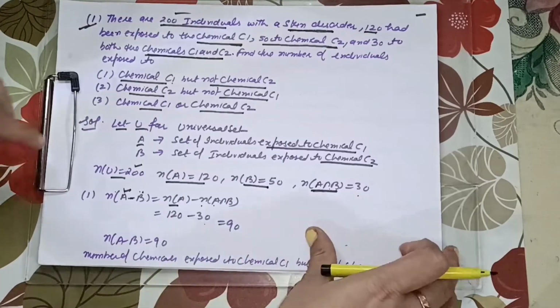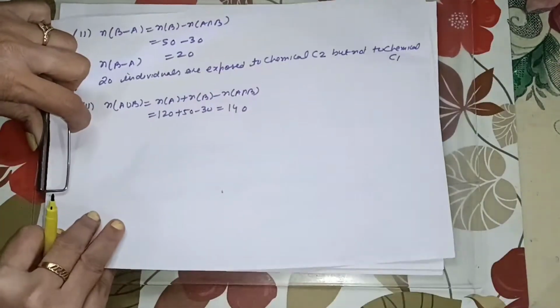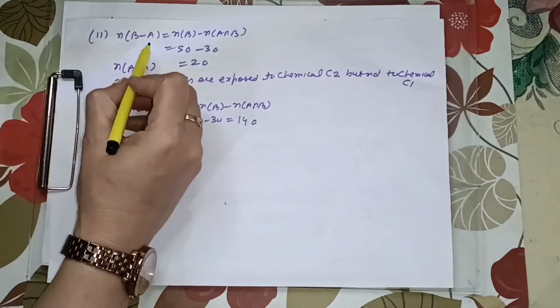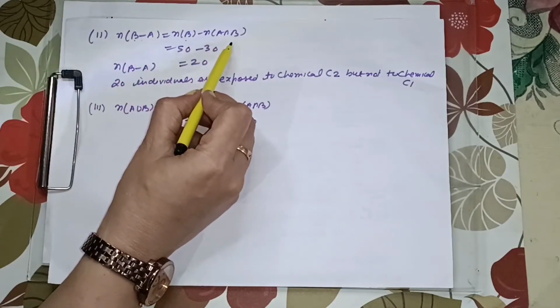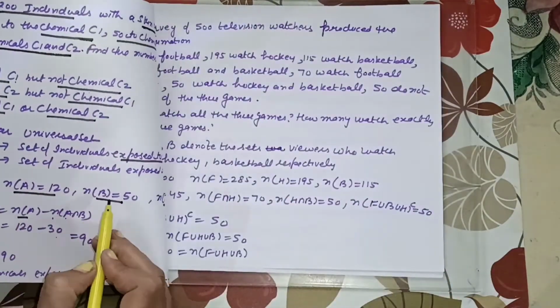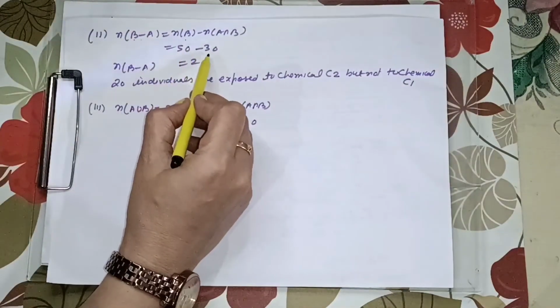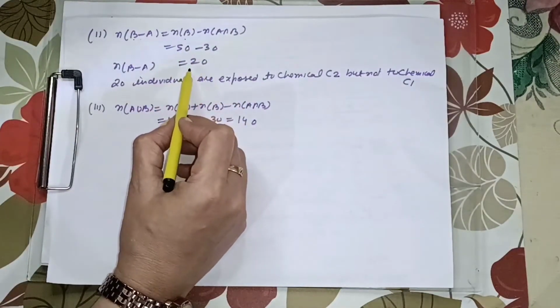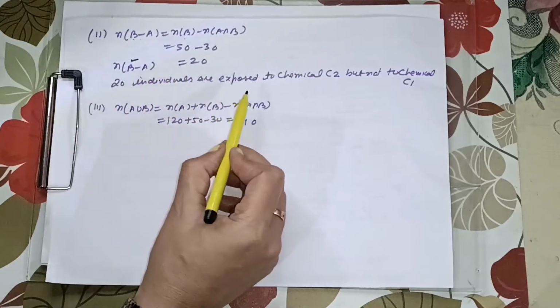Now, the second part is chemical C2 but not chemical C1. That is n(B difference A) is equal to n(B) minus n(A intersection B). Here n(B) is given already, this is 50, and n(A intersection B) is given as 30. So we are taking 50 minus 30, that is 20. 20 are the individuals who are exposed to chemical C2 but not chemical C1.